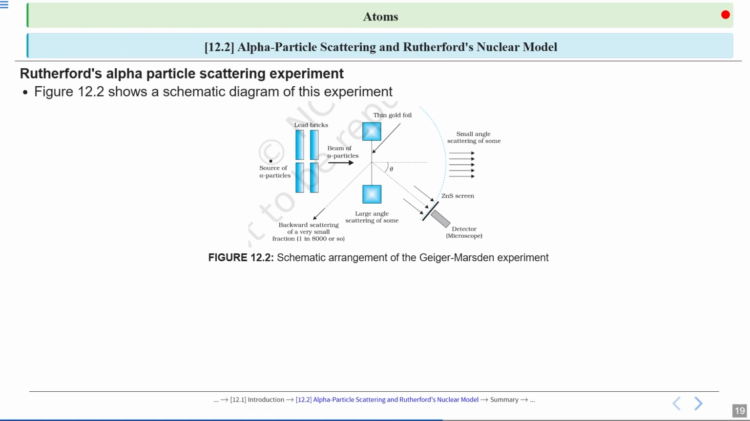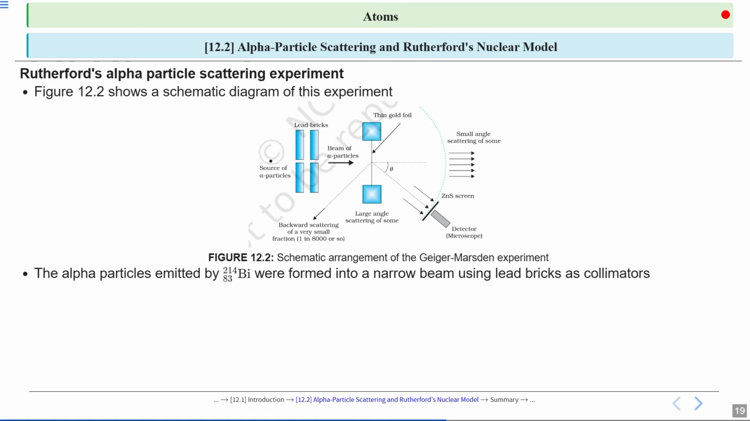The source of alpha particles is surrounded by lead bricks. Why are lead bricks there? To produce a beam of alpha particles, not alpha particles scattered in all directions. We just need a beam of alpha particles incident on the gold foil. The alpha particles used in this experiment came from a radioactive isotope of bismuth, bismuth 214. These particles were formed into a narrow beam using lead bricks, which acted as collimators. Collimators help to focus the particles into a straight, narrow path, making the experiment more precise.